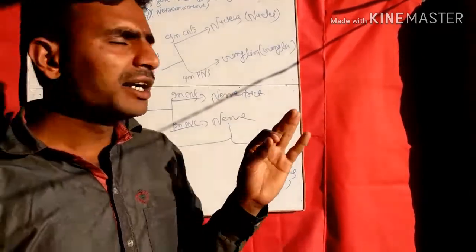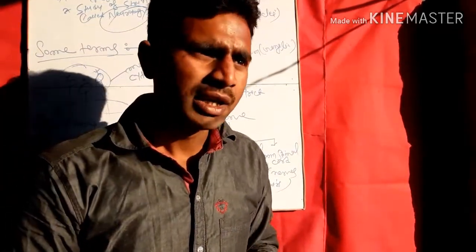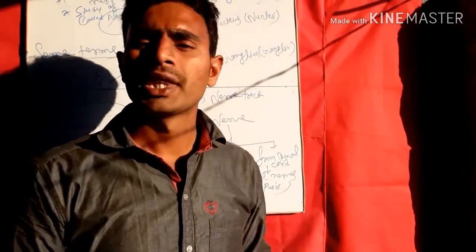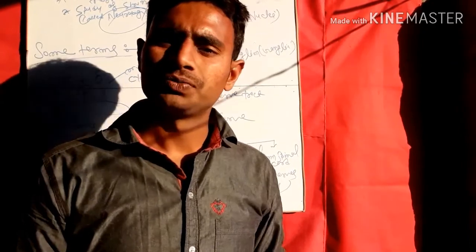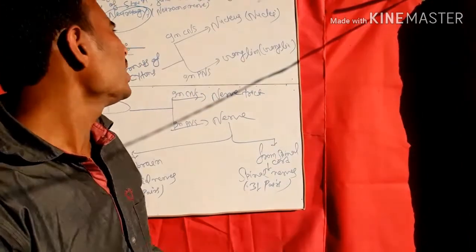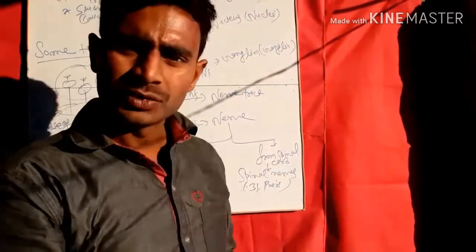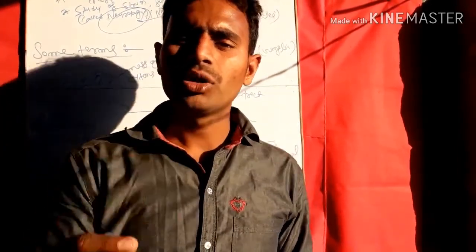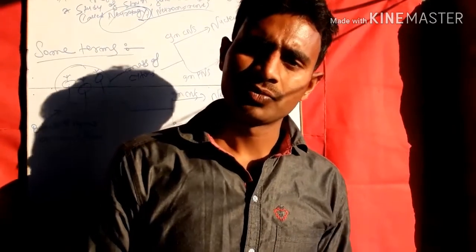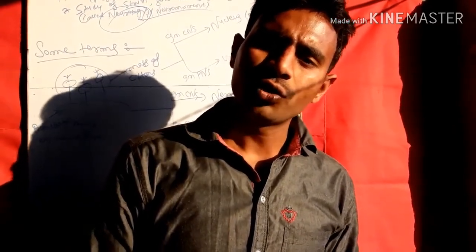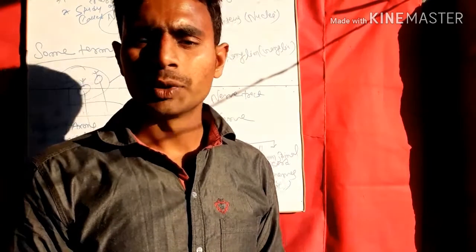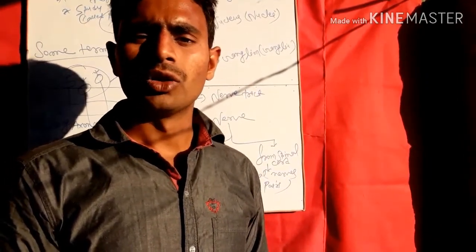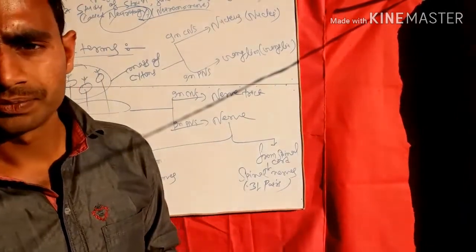And neurology is also made from two words. One is neuron and the other is logos. Neuron means nerve, and logos means study. Okay, so what is neurology? A study of structure, function, and disease of the nervous system is called neurology.